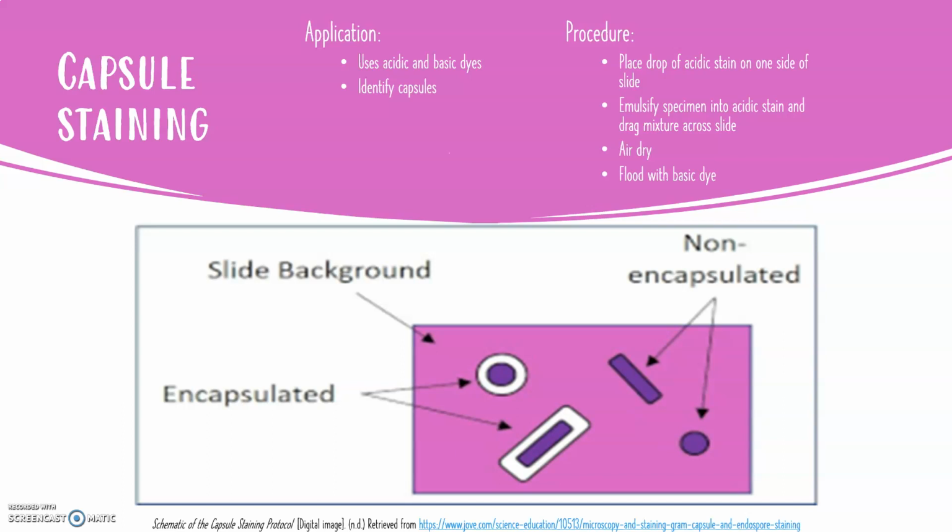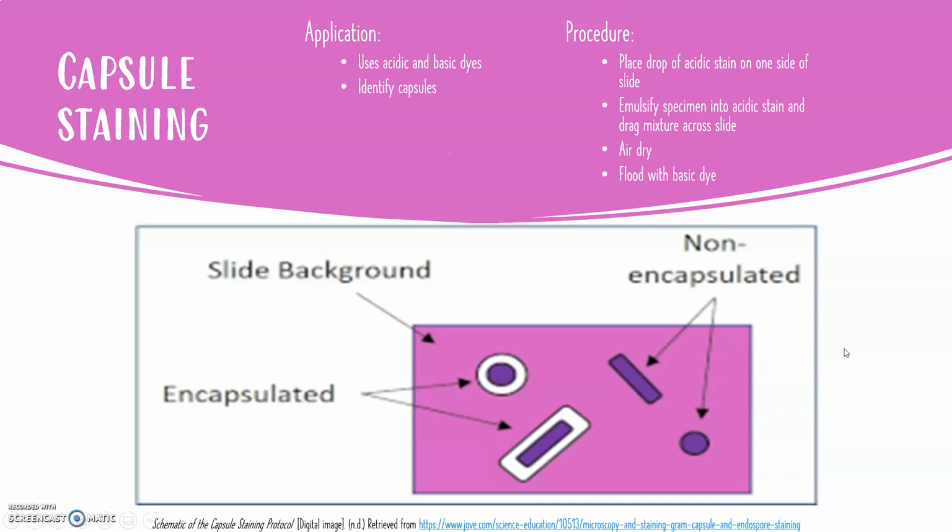To conduct the capsule stain, acidic dye is added to the slide, and then the specimen is emulsified into the dye, which is then spread on the slide from one side to the next, and it will stain the background around the cell. Once the acidic dye has air dried, a basic dye is added to the slide, flooding the cells and staining them.